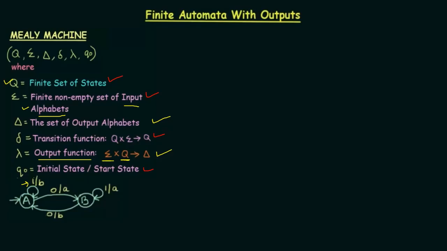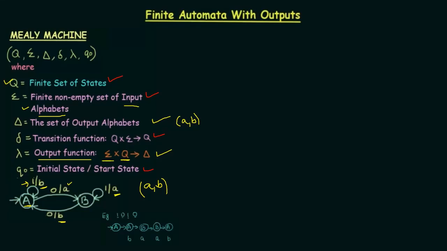But what is new is the output alphabets. You can see that the output alphabets are denoted with small a and small b. So for this particular example, the output alphabets are going to be small a and b. And how is this output function working in this example? Whenever we are applying 1 on state A, it is producing the output small b. Whenever we are applying 0 on state A, it is producing the output alphabet small a. Similarly, for capital B state, whenever we are applying 0, it is producing small b, and whenever we are applying 1, it is producing small a. So that is how it is working.